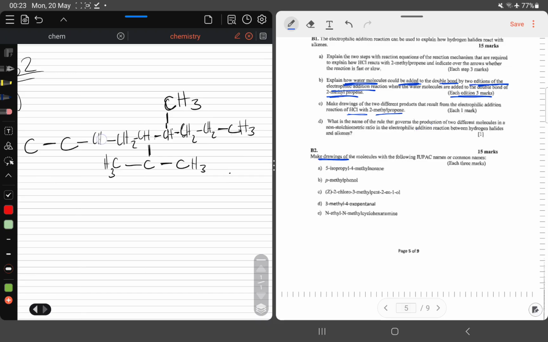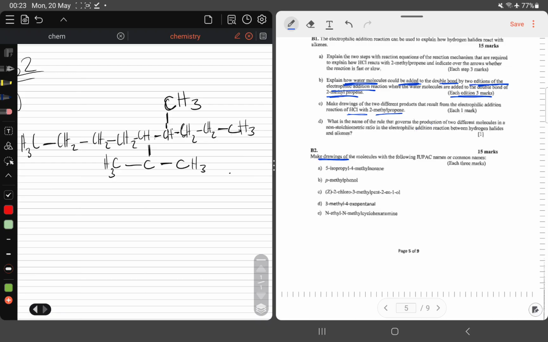Here you have a CH2. Here you have a CH2. And here you have a CH3. So we write a CH3. It's the final thing, and you are done. This is going to be your 5-isopropyl-4-methylnonane. I hope you understand it.